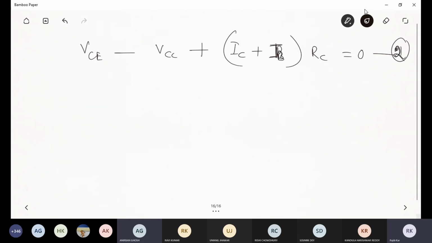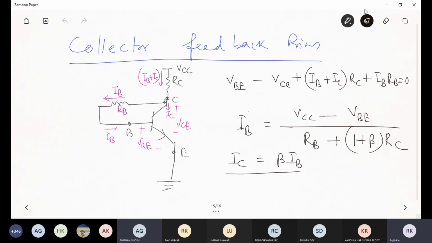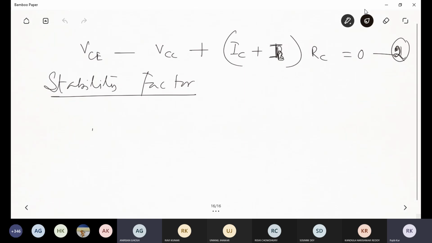For stability factor, again you have to go to the input loop, the same equation which we have written, VBE minus VCC, equation number 1. We have already calculated IB, because I have to find the value of IB and then take dIB/dIC. Once you know dIB/dIC, substitute this component in the stability factor expression and you will get the final stability factor.